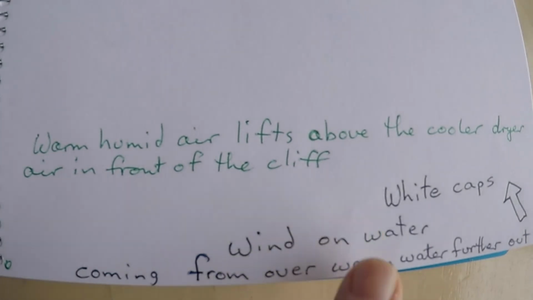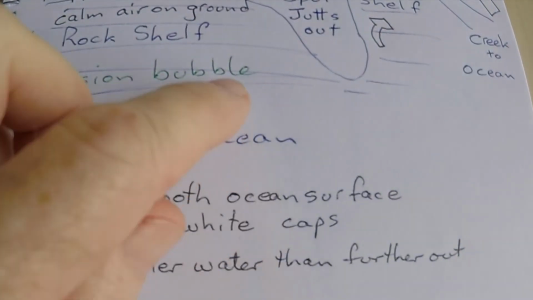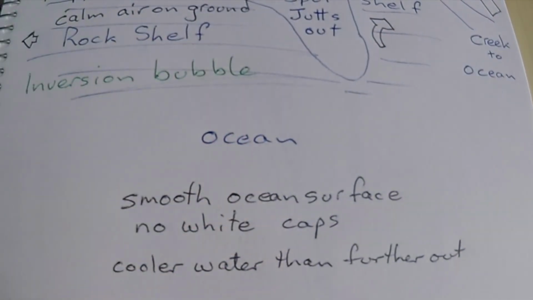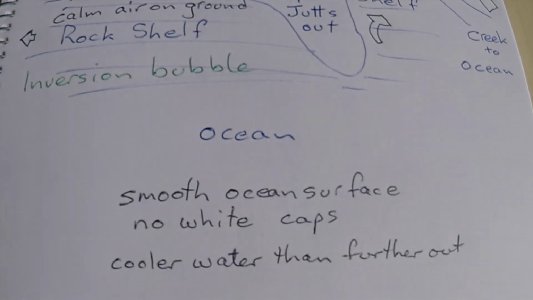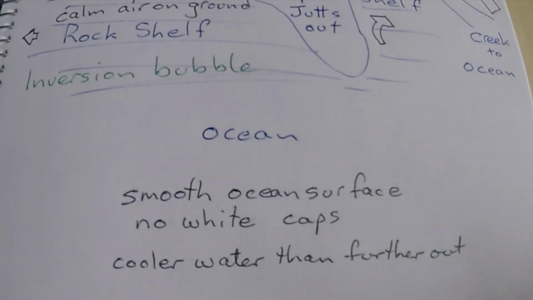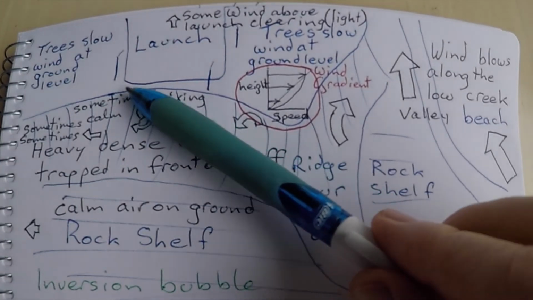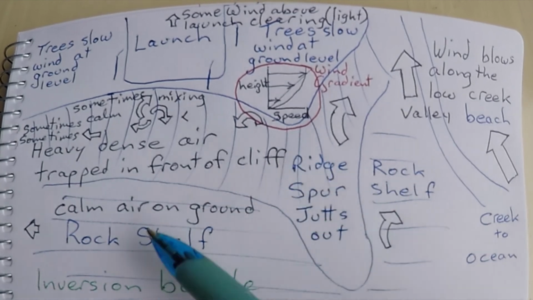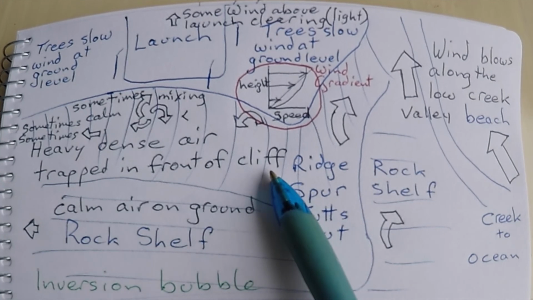So this wind then comes in, and in this area, for the first roughly 500 meters or so, the ocean surface can be perfectly smooth, no white caps. This water is most likely cooler than further out to sea. In front of this cliff, there is heavy, dense air, and it's trapped in front of the cliff.